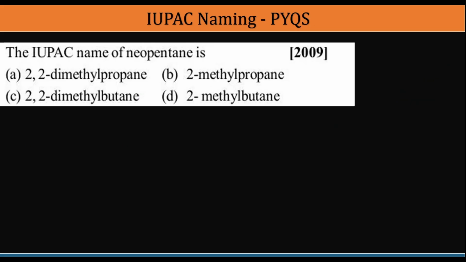Okay, let's solve this one. See, neo group means a carbon which is attached to three methyl groups, some sort of like this. This group is called neo. So here they are asking the IUPAC name of neopentane. Pentane means 5 carbons will be there. Anyway, you just make it like this. All the remaining are CH3 groups. So it is having 5 carbons, and this is the neopentane.